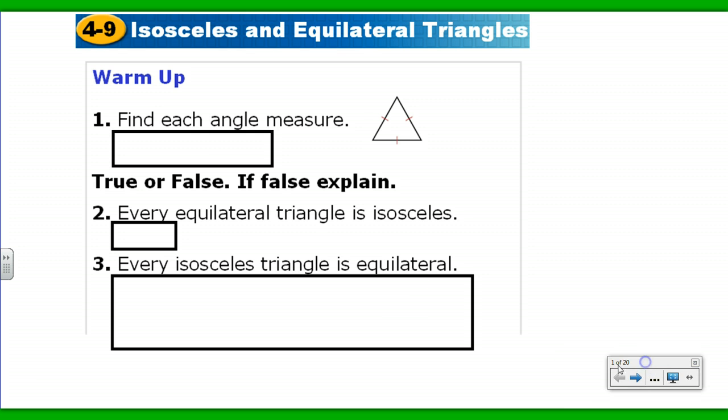Okay, because we are given in number 1 that each side is congruent, we know that each angle is congruent. This is an equilateral or equiangular triangle. The angles are 60, 60, 60.